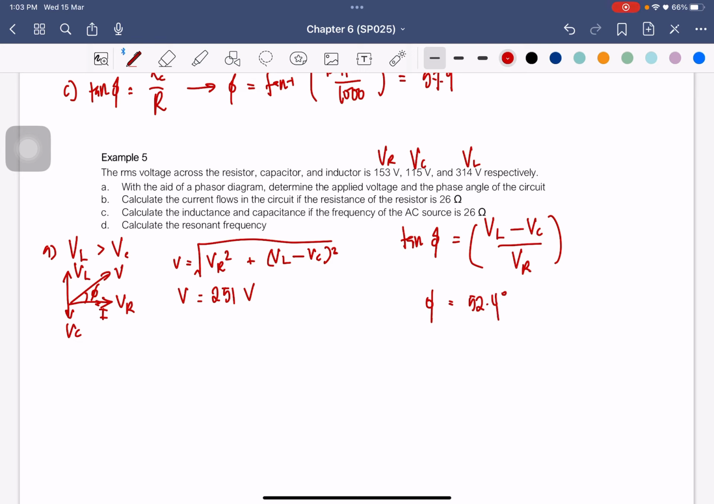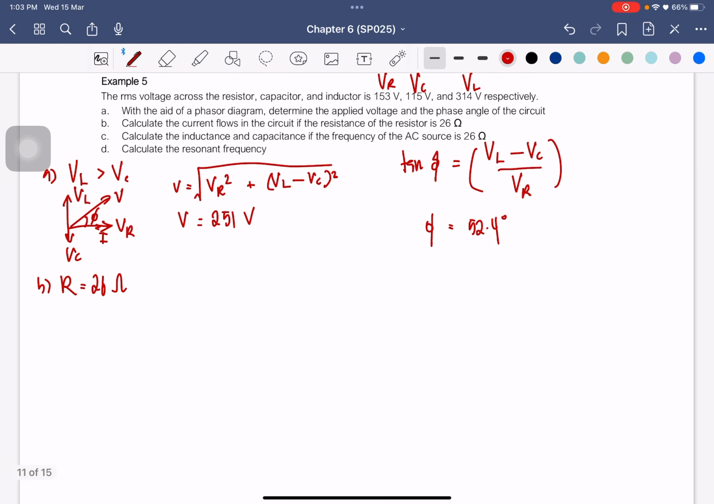Right? Next, calculate the current flows in the circuit if the resistance in the resistor is 26 ohm. Okay, sekarang ni 26 ohm, maksudnya kita perlu cari apa? Kita perlu cari I lah. So, VR is gonna be equal to IR. Okay, so sekarang ni I is basically just equal to VR divided by the R. So the voltage is 153 divided by the resistance, which is 26. So it gives you 5.88 ampere.